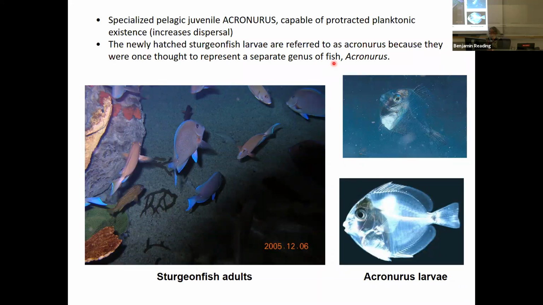And so because that was later debunked, the name stuck because the larvae are so distinctly different from those of other fishes that they still refer to the larvae as Acroneurus because of the legacy of the incorrect naming of this as a different species. So, an interesting fact there on the larval development.